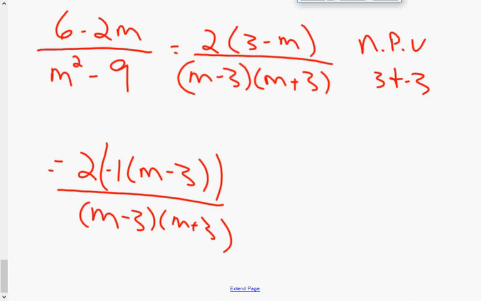All right. So now, m minus 3, m minus 3. They can go. That was good. Like cracking your knuckles. Now, I got the 2 and the negative 1 still on top. So what happens when you multiply them together? Negative 2. And then I'm just left with m plus 3 on top. I just did the same.